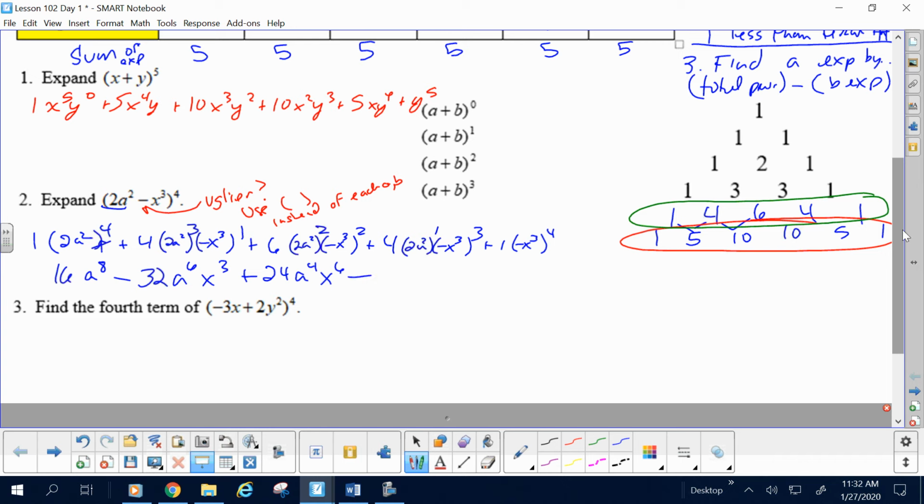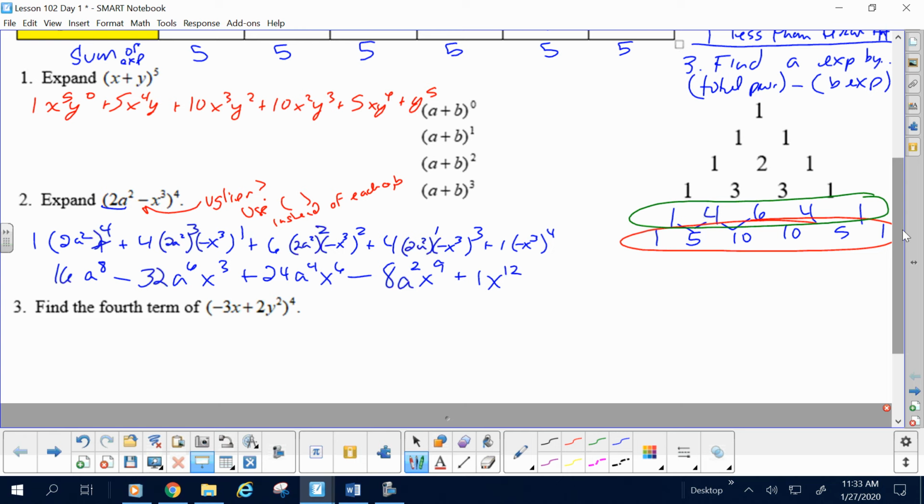Next term, fourth term, sign. Negative. What is 4 times 2 to the 1st? 8. a to the 2nd, x to the 9th. And positive or negative? Positive. Notice the signs are alternating. x to the 12, right?